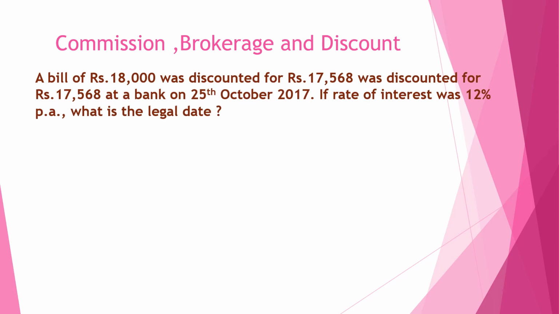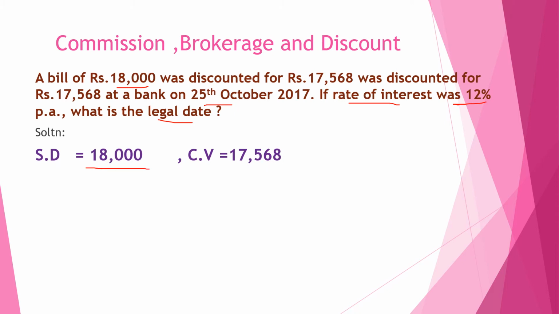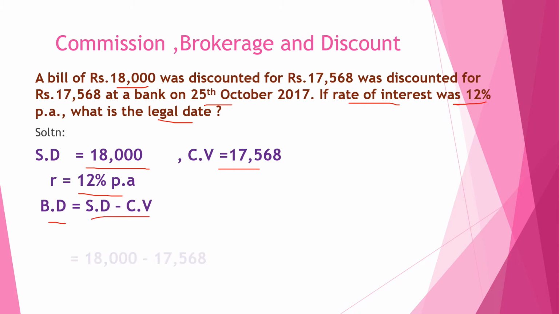Next question. A bill of rupees 18,000 was discounted for 17,568 on 25th October. If rate of interest was 12%, what is the legal due date? So same way we'll calculate. SD is 18,000, CV is 17,568. Rate of interest is 12% per annum. So banker's discount is SD minus CV. Now 18,000 minus 17,568 is 432.